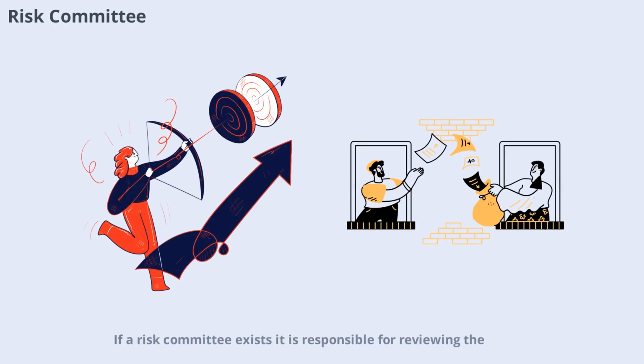A risk committee exists. It is responsible for reviewing the company's risk management and internal control systems. The committee ensures that risks are identified, evaluated, and managed effectively, and that the internal audit function is robust. Reporting by the risk committee helps shareholders understand how the company is addressing key risks and maintaining operational resilience.